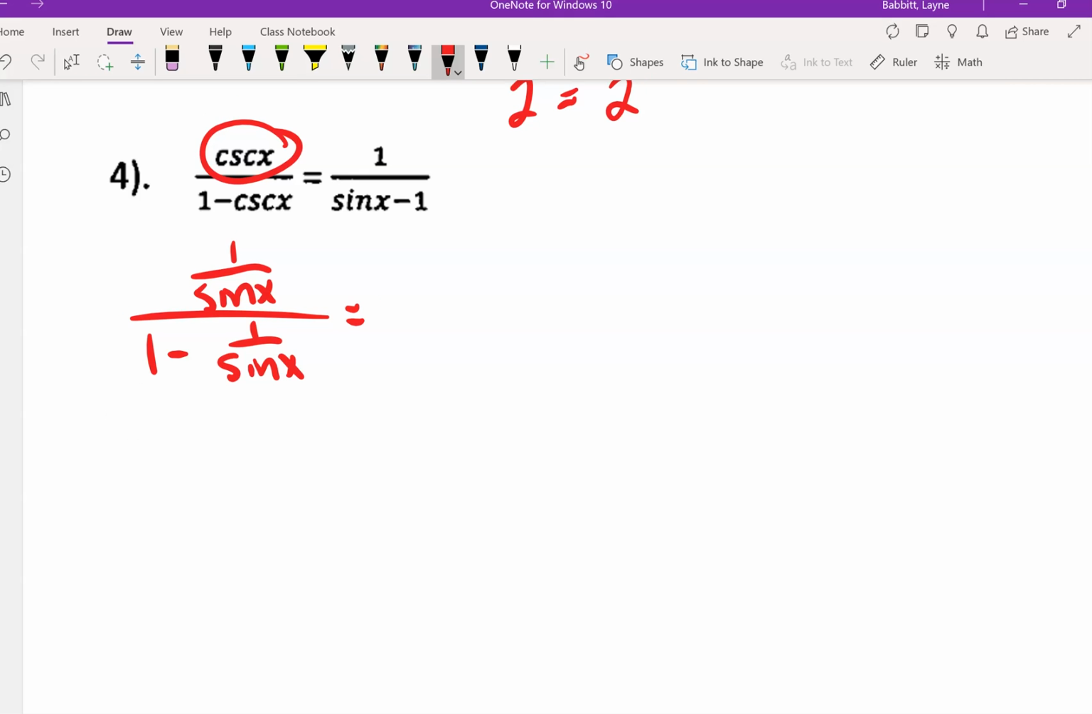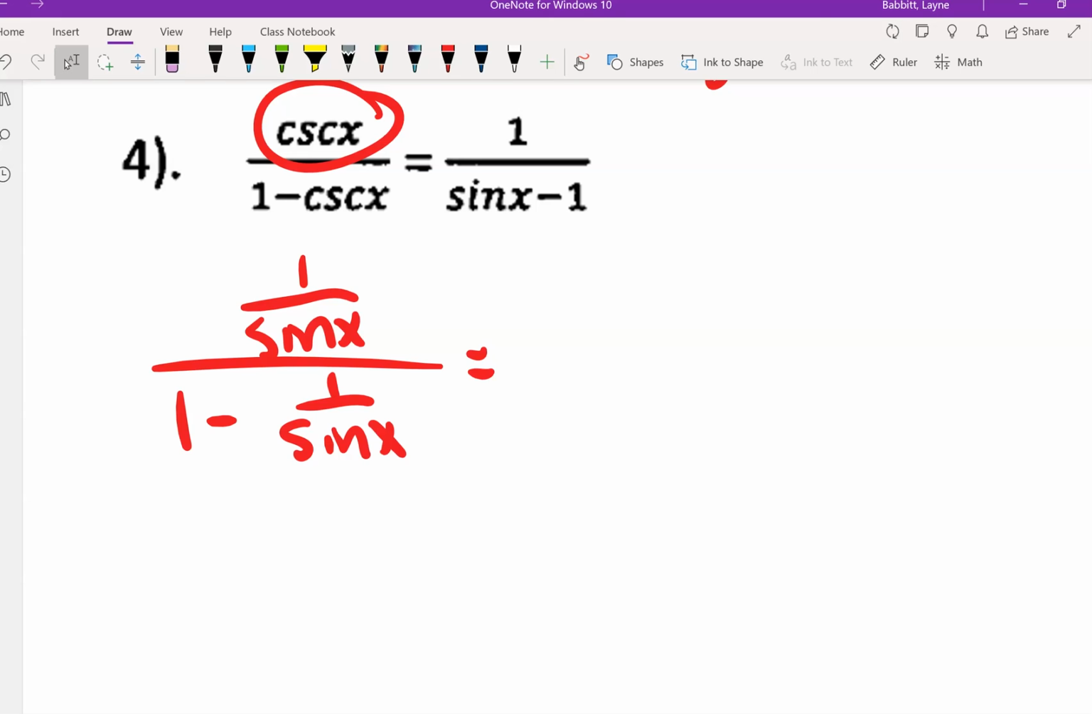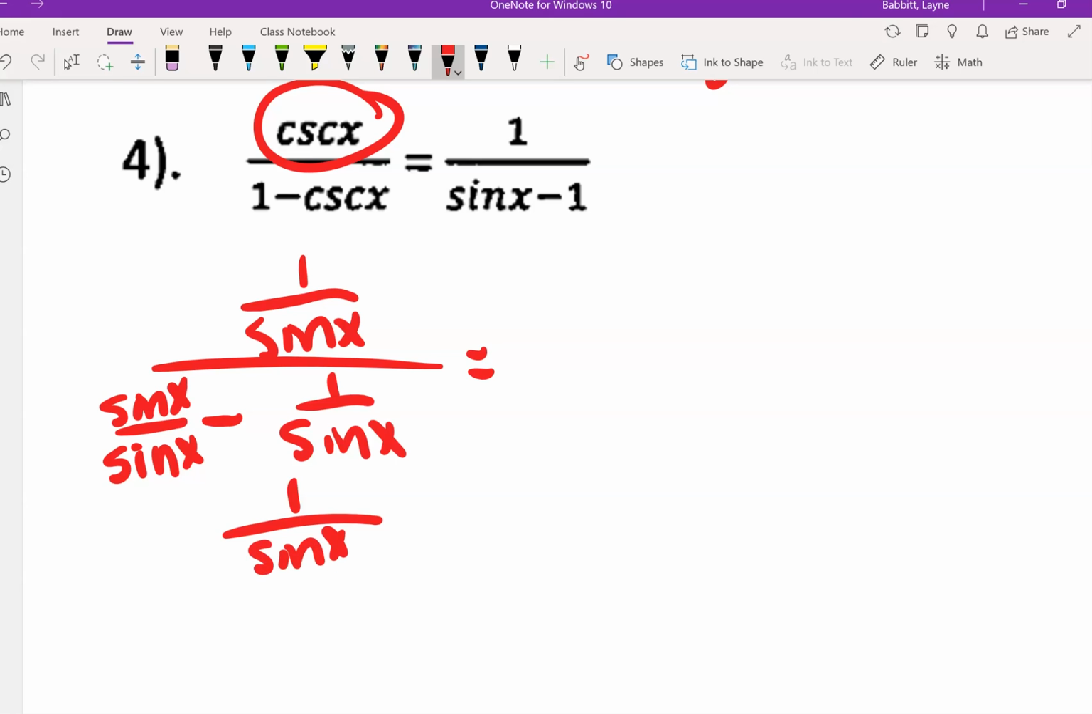So now I'm just going to simplify this. To simplify here, I need to combine this 1 minus 1 over sine x. In order to combine that, I need common denominators. So I'm going to multiply top and bottom of this one by sine x. So 1 just becomes sine x over sine x. So that was how I got common denominators. And then this is going to simplify to 1 over sine still on top, over sine x minus 1 over sine.